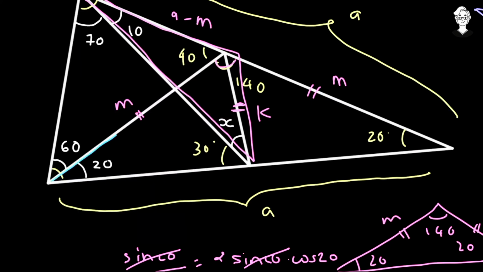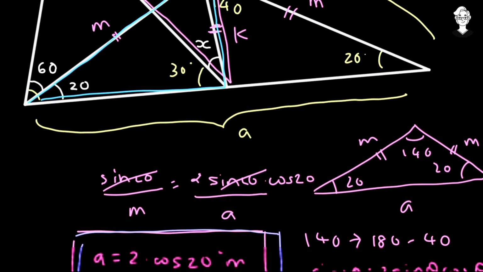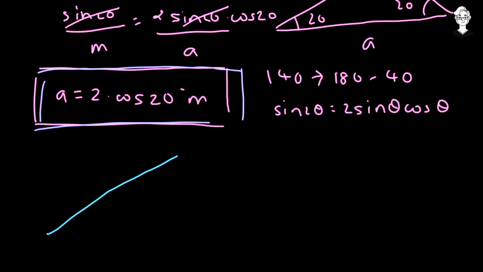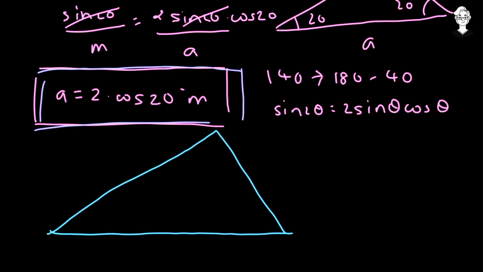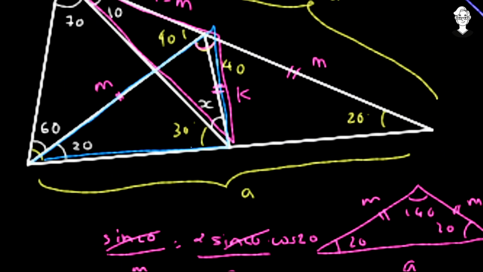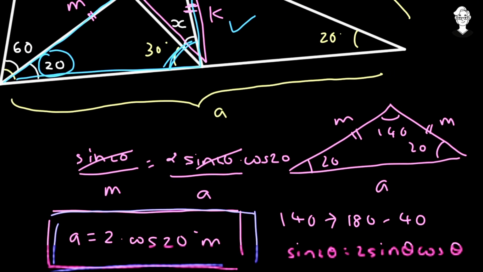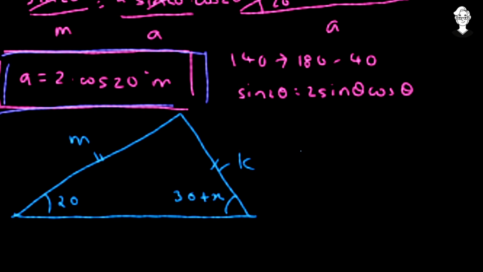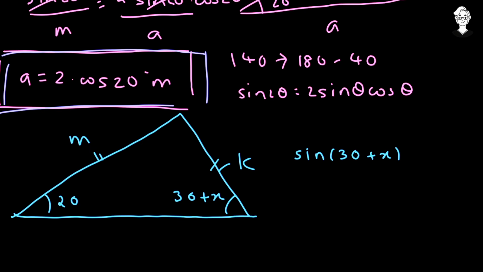Now we will apply the sine rule in this particular triangle. So I am just drawing this particular triangle also somewhere over here. So this triangle is looking like this, and this side is equal to K. This angle is equal to 20 degree, this side is equal to M, and this whole angle is equal to 30 plus X. You can also have a look that this angle is 30 plus X, the 20 degree, the K side, and the M side. So the same triangle I drew over there. Now we'll apply the sine rule. So sine of 30 plus X upon its opposite side, that is M, would be equal to sine of 20 degree upon its opposite side, that is K.